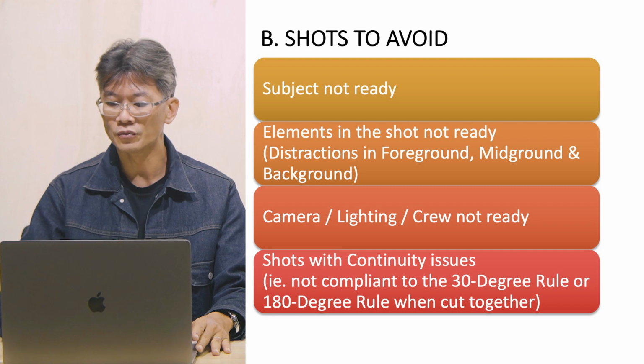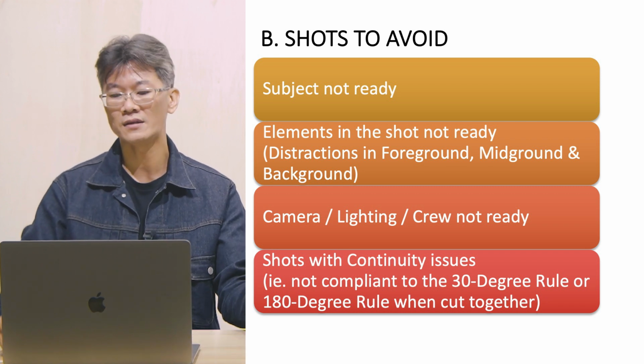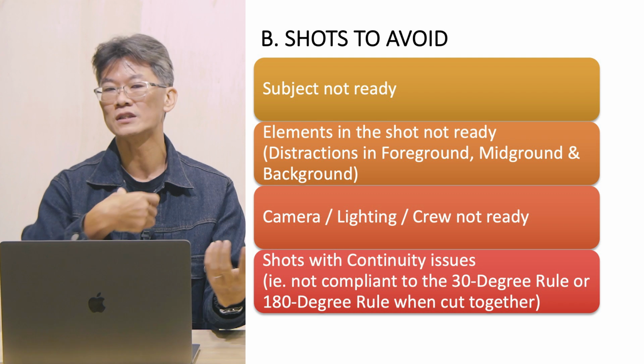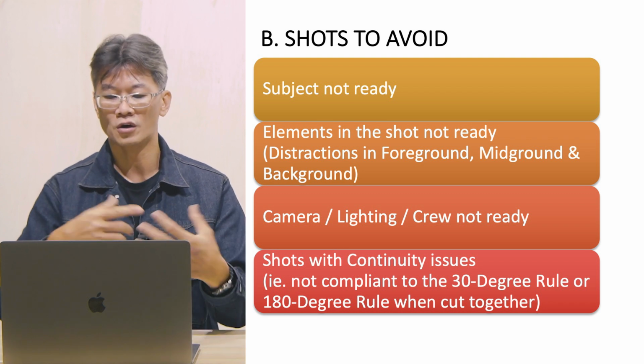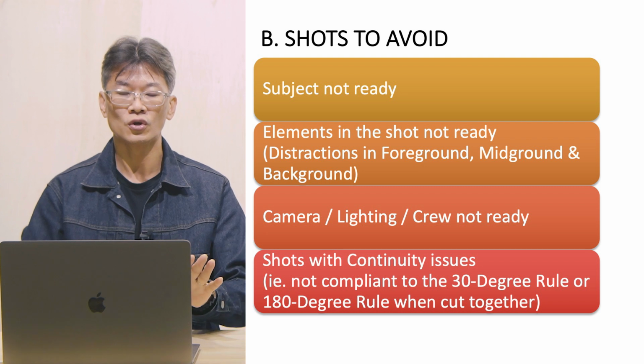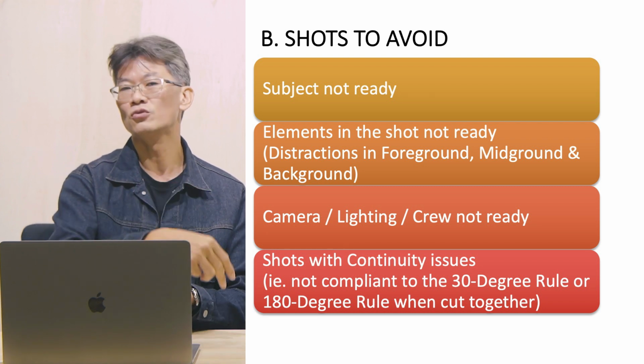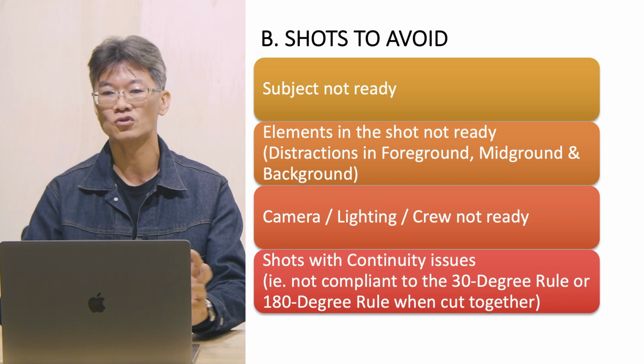So then the last one will be shots with continuity issues. Certain shots are there, but they cannot be used together because it's breaking the 30 degrees rule or the 180 degrees rule. So some of this continuity issue has to be resolved. You cannot use those shots but use other shots so that they can link to it as well.